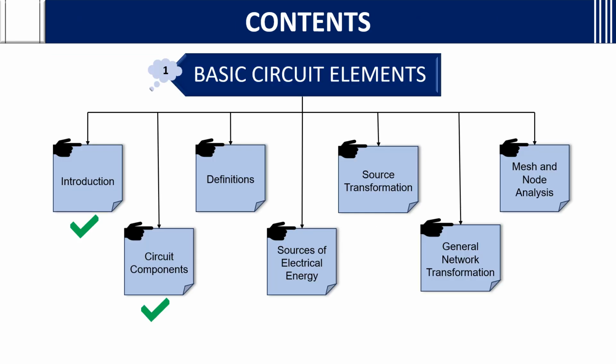So we are done with introduction, circuit components, definition, sources of electrical energy, source transformation, and general network transformation is also done. So we are left with other topics to complete the first chapter of module 1. So mesh and node analysis. I am thinking of doing mesh and node analysis as separate videos, like mesh analysis separate and node analysis separate, so you will easily understand and I can easily solve some different problems of mesh analysis and node analysis in the further video. So for this video I am stopping. Please do solve the questions.